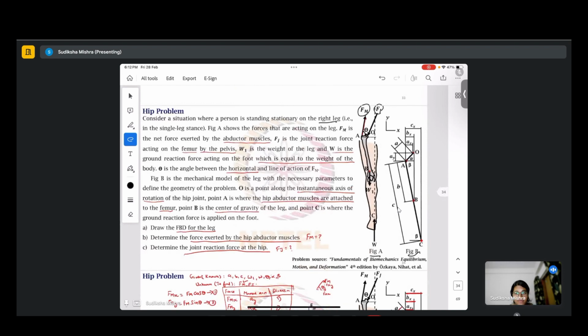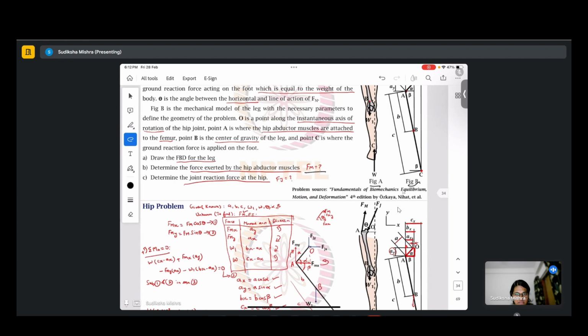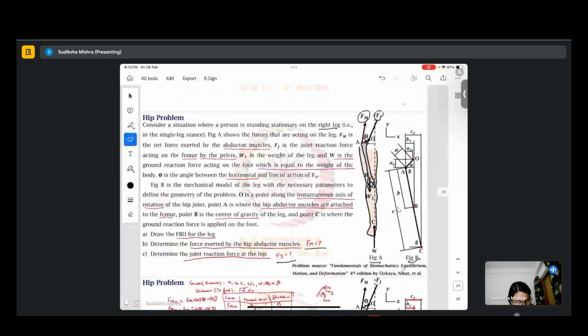The crux of the question is: draw a free body diagram for the leg, determine the force exerted by the hip abductor muscles, and determine the joint reaction force at the hip. So basically this means we need to calculate Fm, and this means we need to calculate Fj. The assumption is that this is the xy axis here.